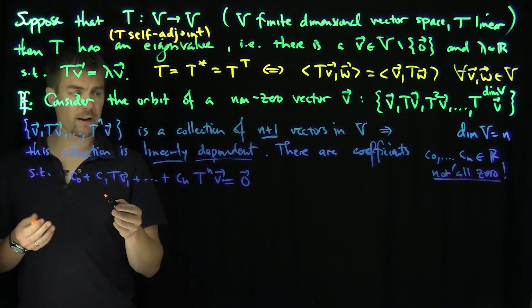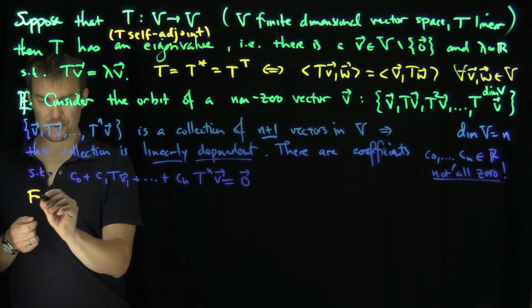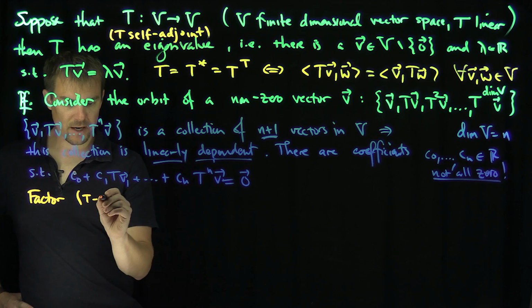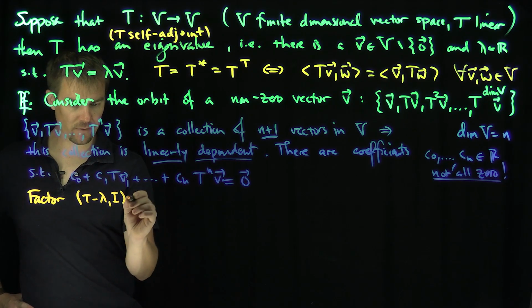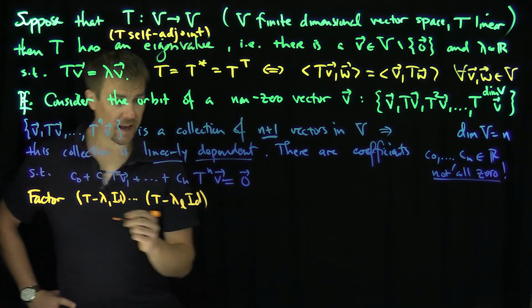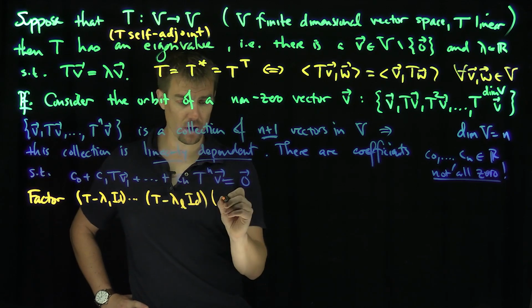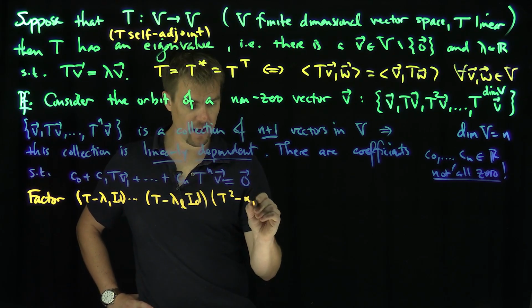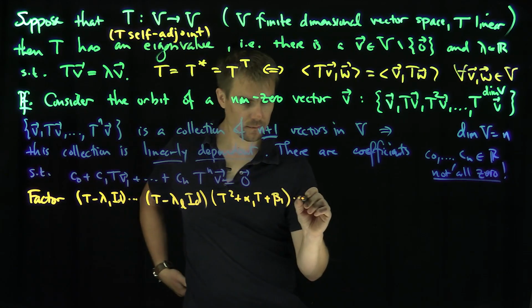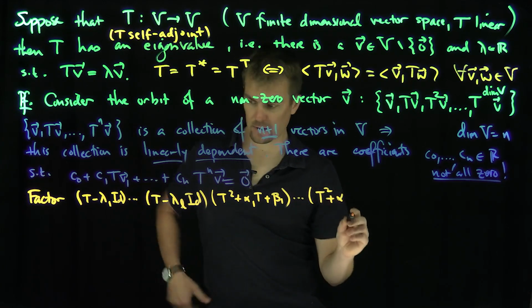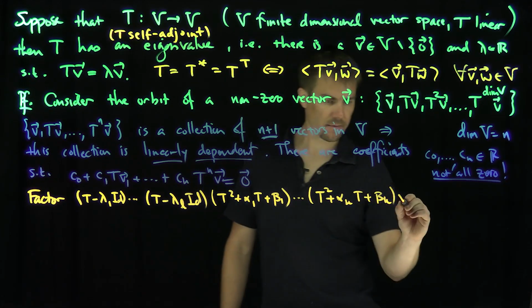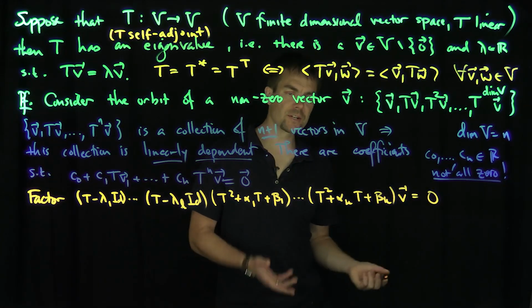I can factor this into a whole bunch of quadratic factors, right? By the fundamental theorem of algebra, we can factor this. We're going to have a whole bunch of factors T minus lambda 1 identity, and so on, with some real roots, up to T minus lambda L identity. And you'll have some quadratic expressions that are not reducible over R, right? So T squared plus alpha 1 T plus beta 1, and so on, up to T squared plus alpha k T plus beta k, applied to v is equal to 0, where of course these quadratics are irreducible.